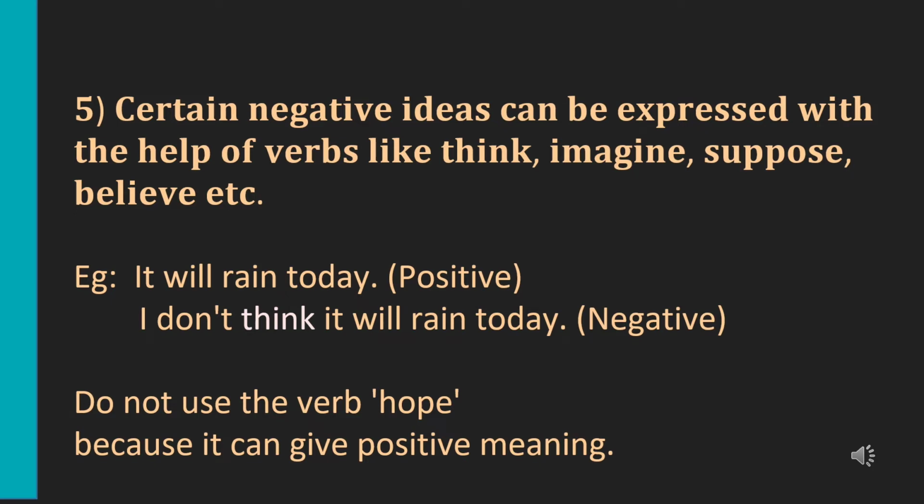For example, the sentence "it will rain today" can be negated as "it will not rain today," but it is better to say "I don't think it will rain today." But note carefully that you should not use the verb "hope," because "hope" can sometimes give a positive meaning.